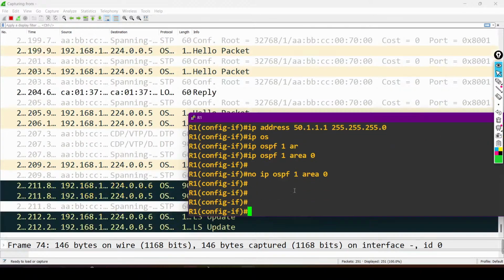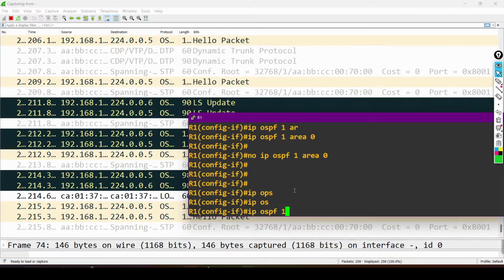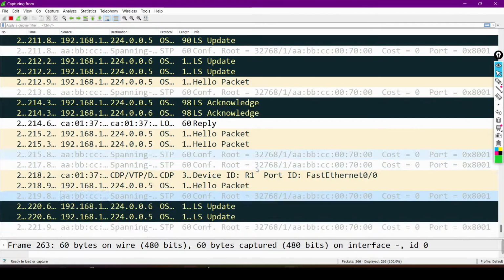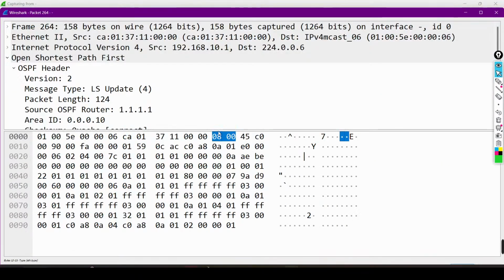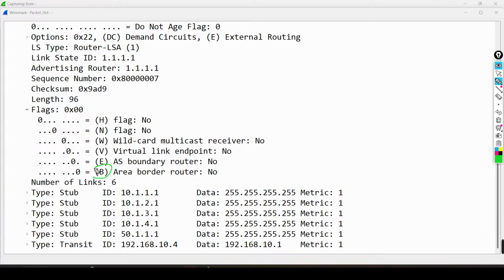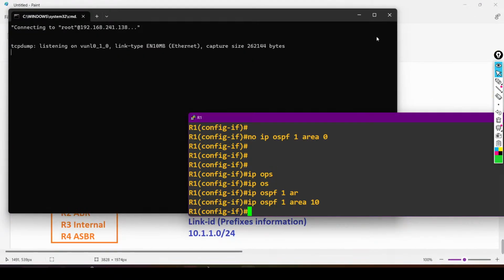Done. And now IP OSPF 1 and area is what? 10. So again it will send LSA 1, and this time it will not turn on which bit? E bit. Yes or no? Here you can see all bits are 0. So only an ABR router will turn on which bit? B bit. And an ASBR router will turn on which bit? E bit in the flag of LSA 1. So this flag is inside LSA 1 only, guys. Getting my point?